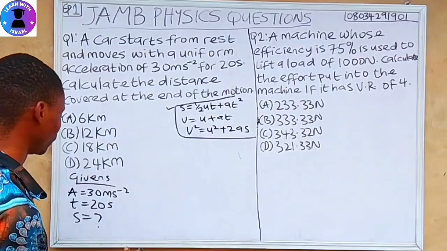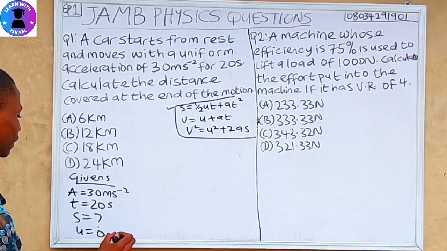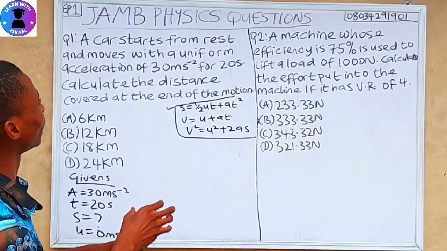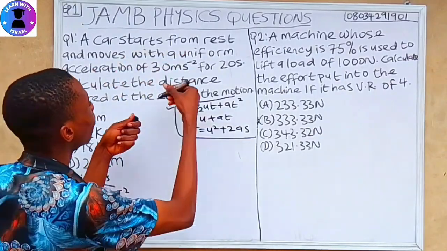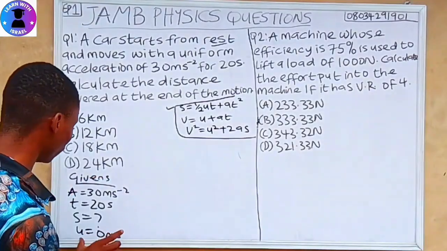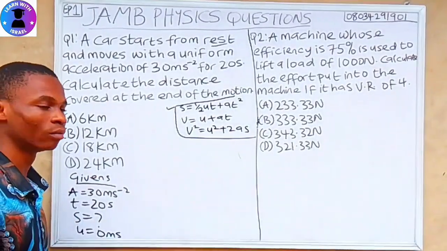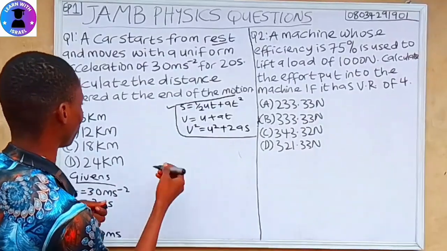So let's just solve it. Our u is 0 meters per second. The reason why our u is 0 is that the car is starting from rest. That's why our u, which is the initial velocity, is 0. So let's solve.